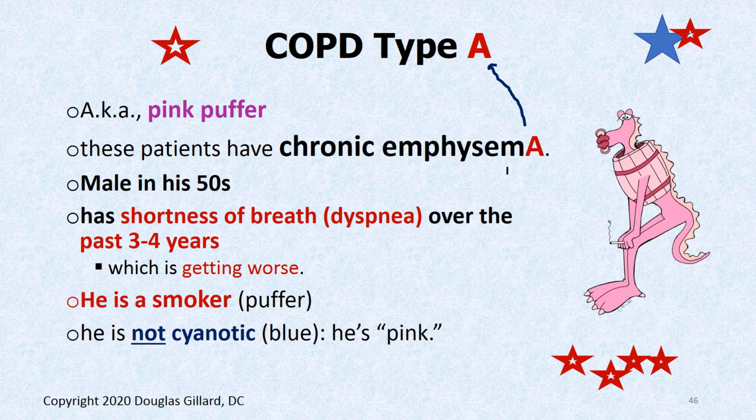So A is the pink puffer. The A stands for chronic emphysema. This A and B usually shows up in the 50s. COPD-A, they're the pink puffers. Pink because they're still oxygenated well. It's not as bad. They're not going to die. They do get barrel chests. They're heavy smokers. They're not blue. They're not like the blue bloater. They're not cyanotic yet.